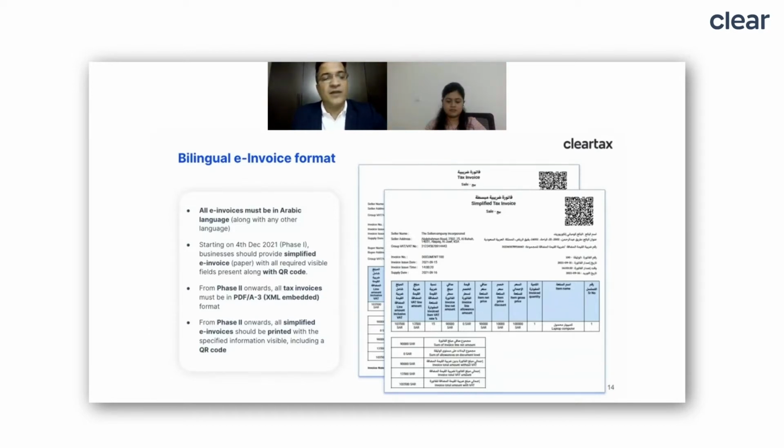So you can see the sample invoice on your right-hand side, which is a bilingual invoice, wherein all the details, along with the mandatory or specified requirements, are already available. Next, please.